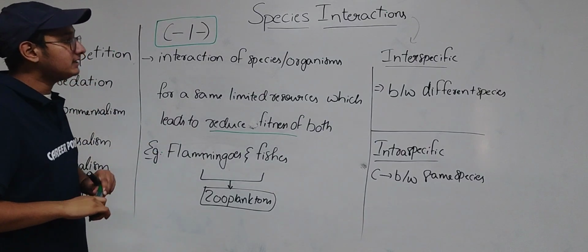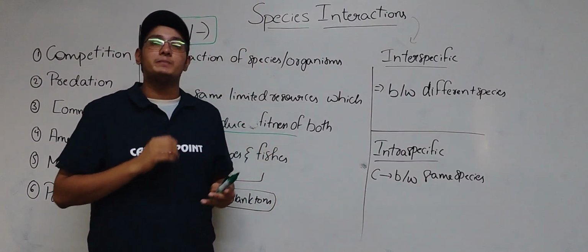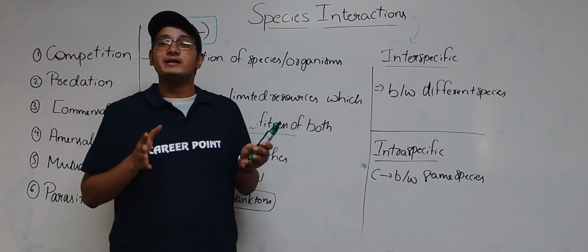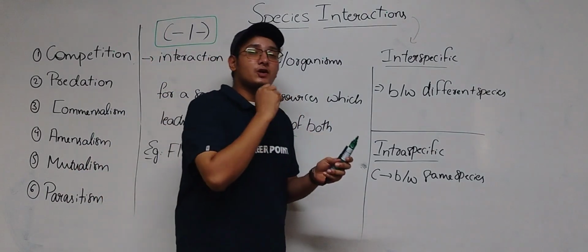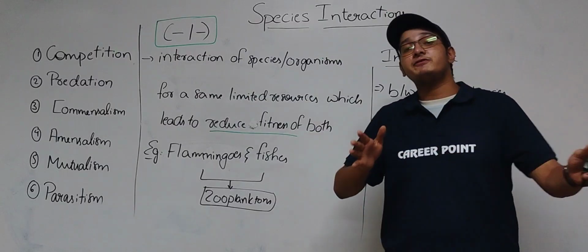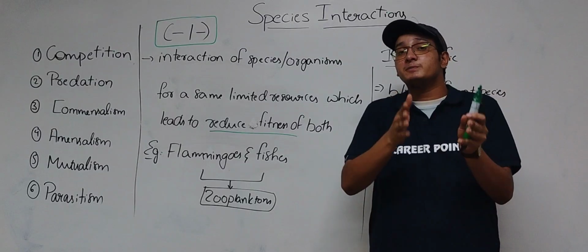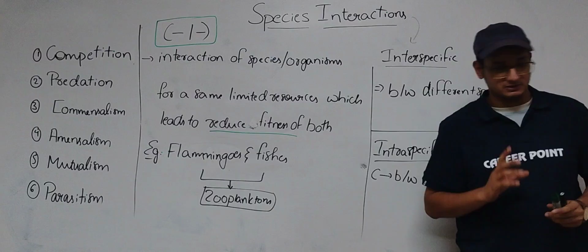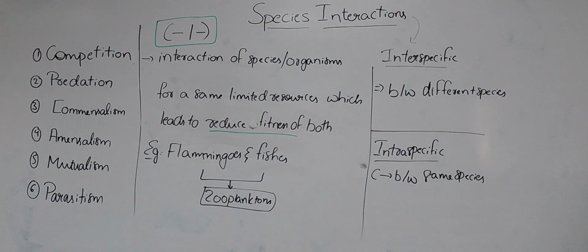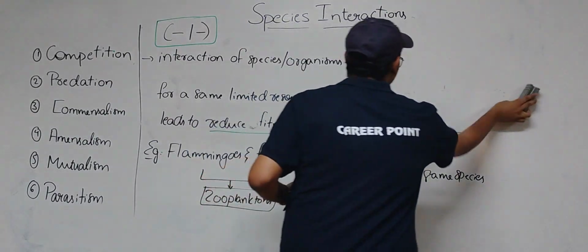So this is why it is negative by negative. Remember this. And the competition is of two types: intraspecific and interspecific. Intraspecific competition means competition between organisms of the same species, so between humans and humans. Interspecific competition means the competition is between different kinds of species of organisms. So these are the types of competition. Now we have another principle for competition.